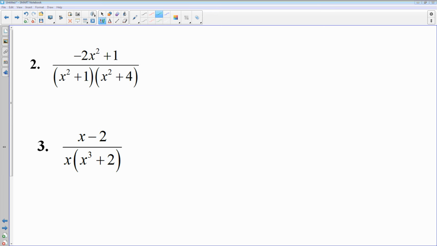All right, here's another one where we have 2 nonlinear factors. Again, I'll look at it, and if I were to expand this out for number 2 here, I would have x squared times x squared, which is x to the 4th, which means we will need an A, B, C, and D. So we're going to need 4 constants on this one. But again, I only have 2 factors. So I'm going to have one fraction, x squared plus 1, and another fraction, x squared plus 4.